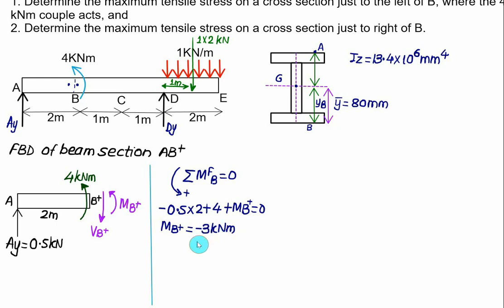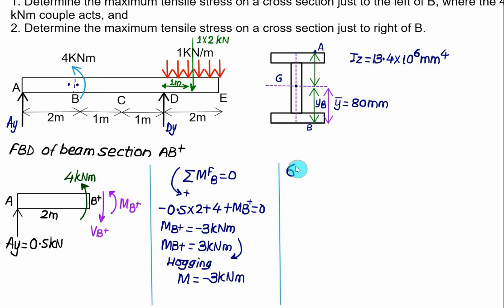Now whenever the answer comes out to be negative, it means that you have to change this direction. So we have M_B acting equal to 3 kilonewton meter and it is clockwise. Clockwise means hogging. And whenever we have hogging, in that case you have to take this value as a negative value. So you have to treat the value of M as negative, minus 3 kilonewton meter.